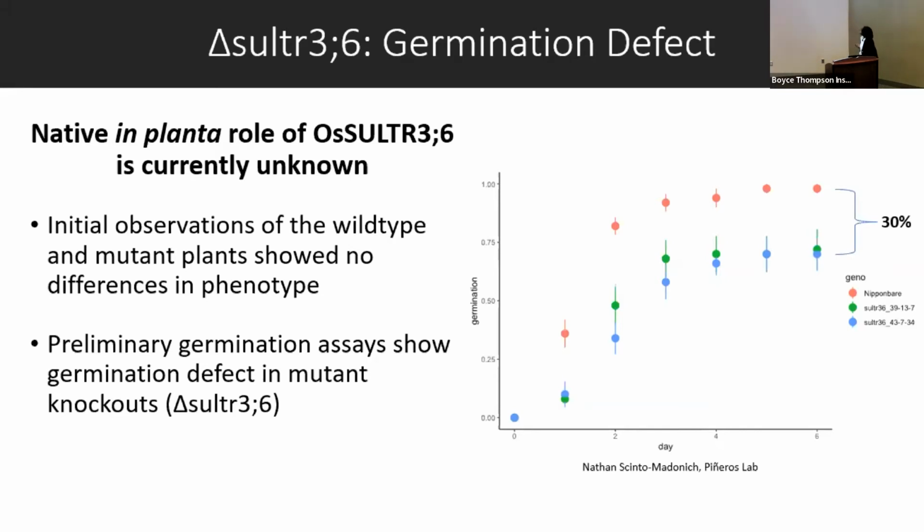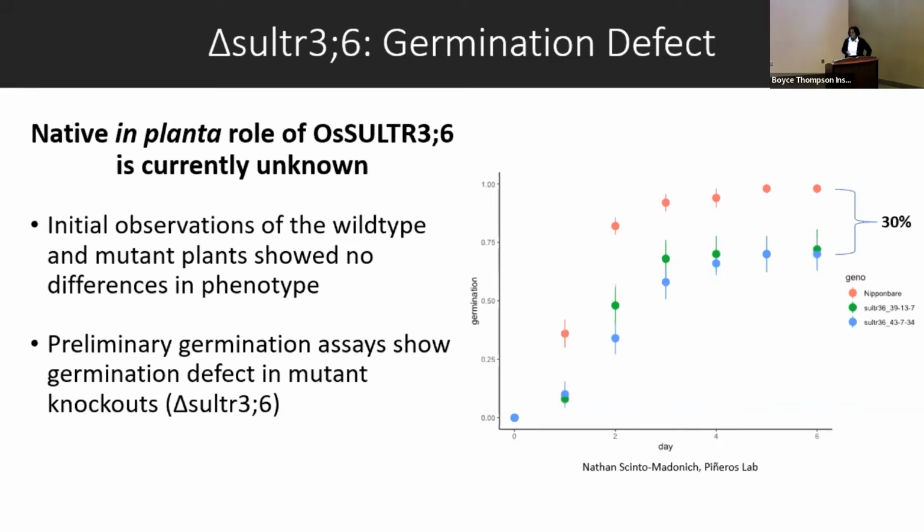In this plot, you can see our germination assay with day on the x-axis and germination rate on the y-axis. Our wild type, in red, as you can see, gets up towards 100% germination rates, but for our two mutant genotypes, you can see the actual difference in germination here.